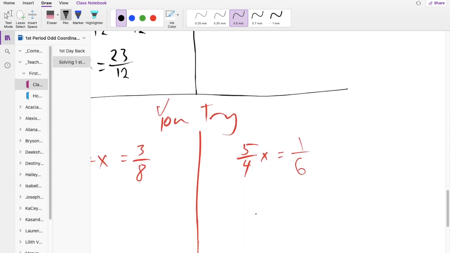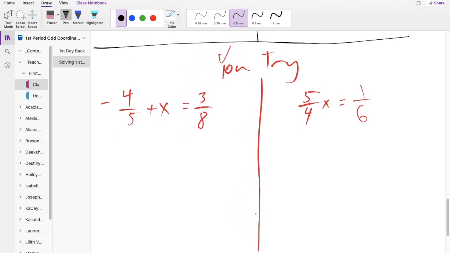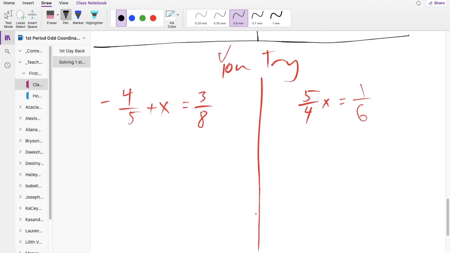So I have two problems for you to try. We have negative 4/5 plus x equals 3/8, and 5/4 times x equals 1/6. Make sure that you simplify. Pause right now and then come back and check your answer. On the first one, you should have gotten 47 over 40. And on the second one, you should have had 10/3.